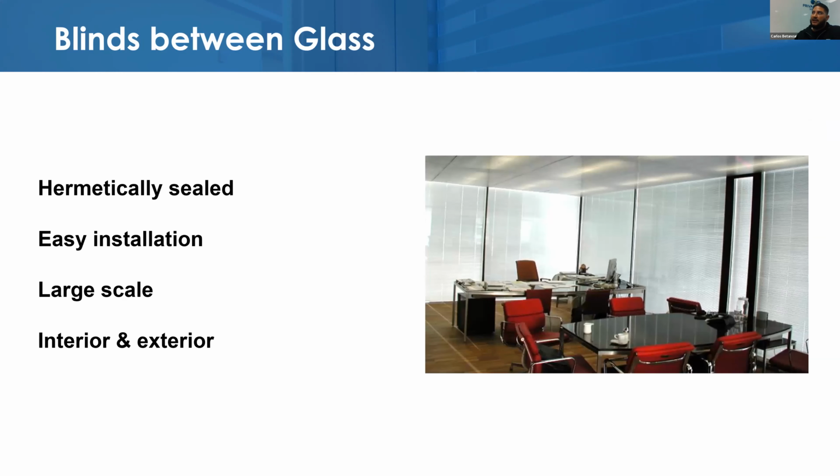Now, blinds between glass. We're going to go over a little overview of each product, and then we'll discuss some applications, and then we'll dive into some more in-depth customization options. So what exactly is a blind between glass? This is a hermetically sealed product consisting of 2 sheets of glass with a Venetian blind or a mini blind sealed in between. And then the glass can be customized depending on the application.